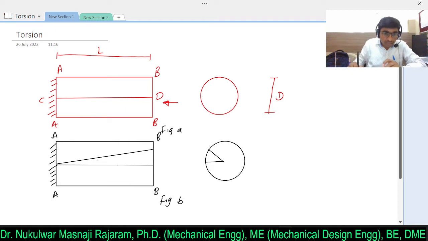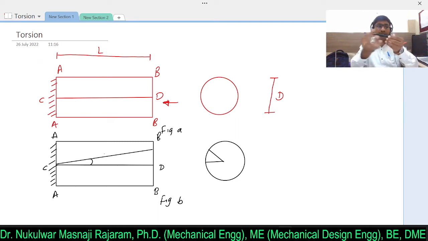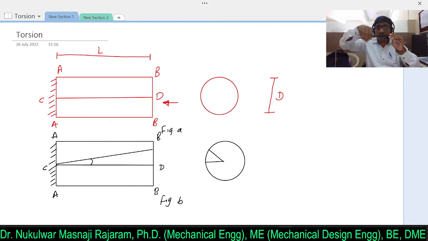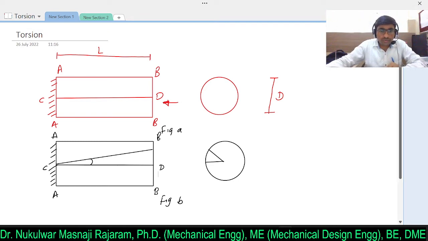Now this is the angle of twist. If I consider the previous line CD, this is one shaft, and here I have considered the center line. On this center line I am considering the line known as CD. Now what happened? This end is fixed, and when we apply a torque, this particular point D, which was earlier at point D, gets twisted.